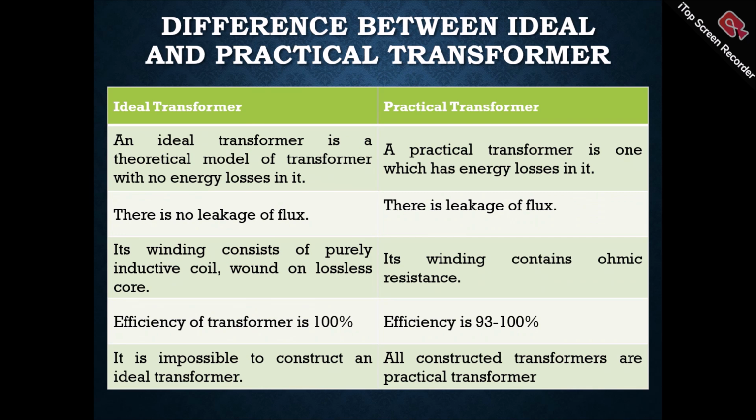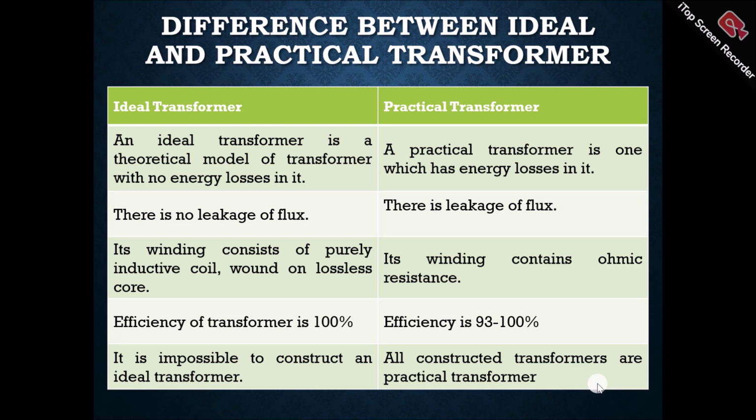And here I have compared the ideal transformer with the practical transformer. When comparing them, we assume that in an ideal transformer there is no kind of loss, whereas in the practical case there is always a certain amount of power loss. So the first point: the ideal transformer is a theoretical model of a transformer with no energy losses in it, whereas in a practical transformer there is always a certain amount of loss. Second point: in the ideal transformer there is no leakage of flux, whereas in a practical transformer there is always a certain amount of leakage flux.